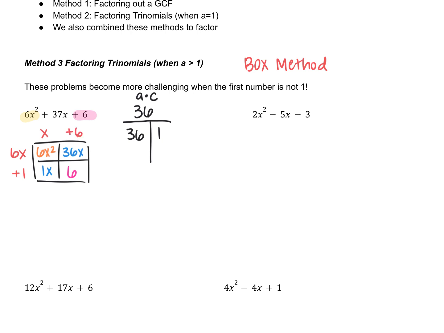The nice thing about the box method is I can now multiply what's outside my boxes and I should get everything that is inside my box. So 6x and x give me 6x squared. 1 and x give me 1x. 6x and 6 give me 36x, and then 1 and 6 give me 6. So my final answer is 6x plus 1, x plus 6.